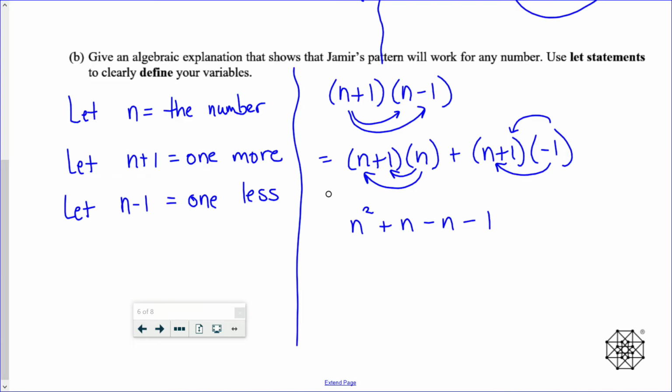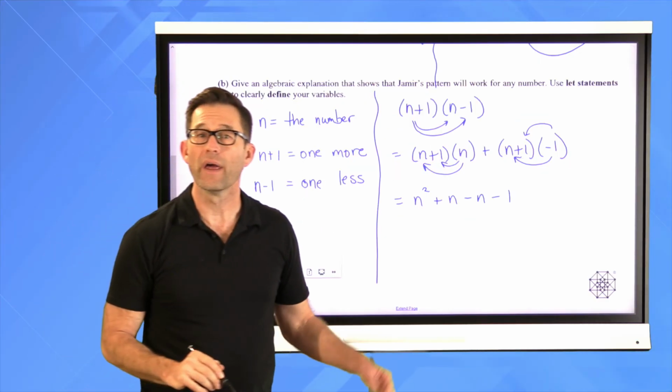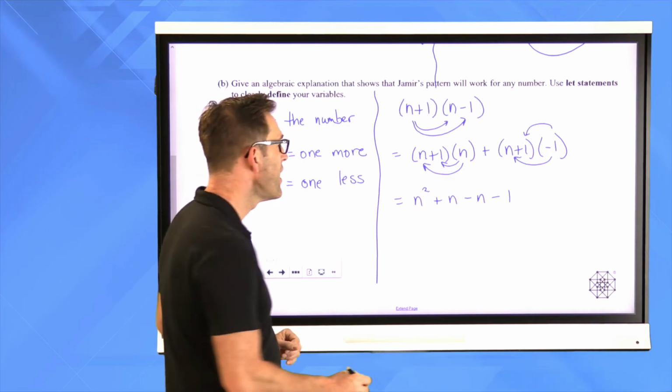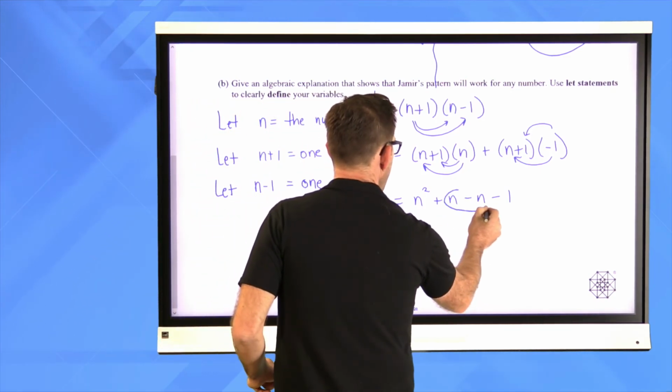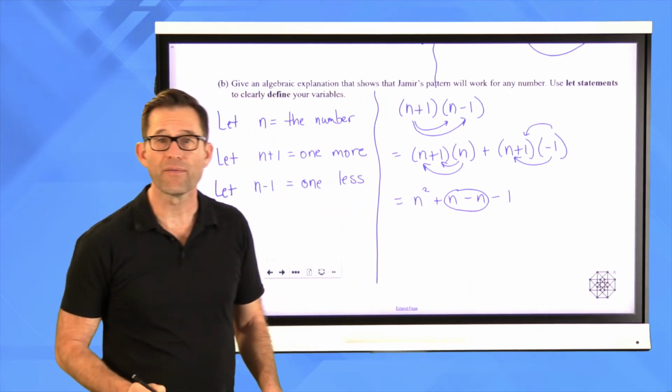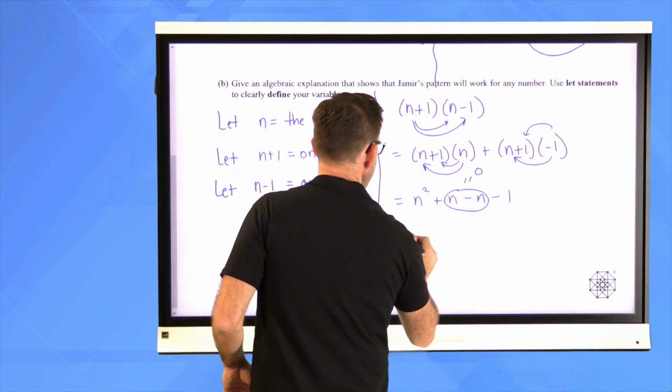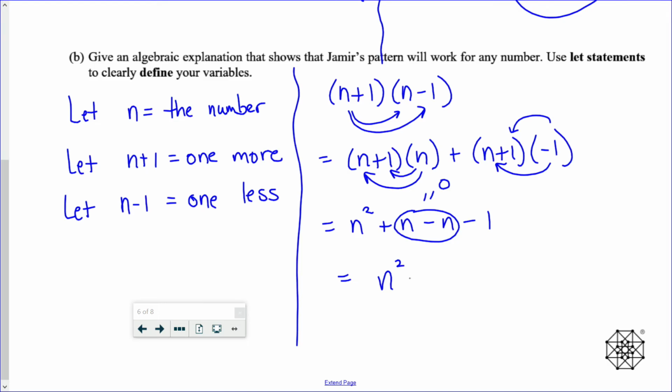And I want to pause just for a minute right now and talk about how we finish simplifying this. I've got n squared plus n minus n minus 1. Well, anytime I have a quantity minus itself like that, n minus n, that's just 0. So I ultimately get n squared minus 1.